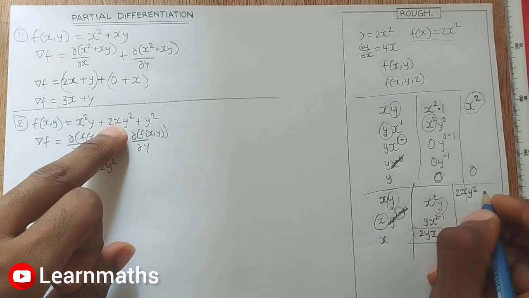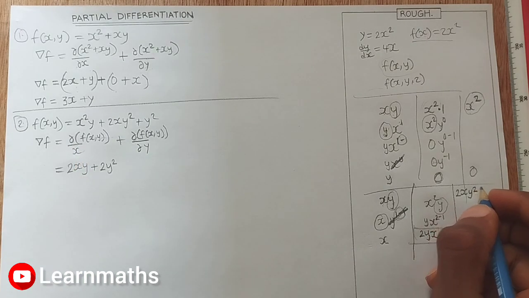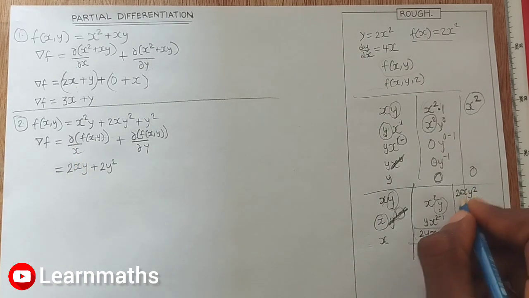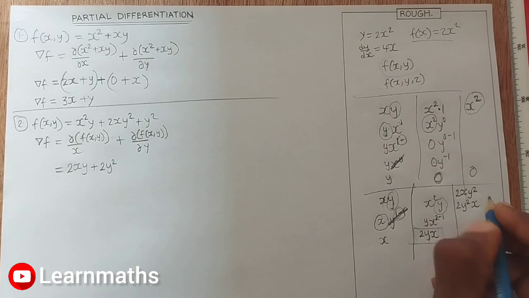2xy squared with respect to x, right? With respect to x. So what's it going to be? I'm going to rearrange this as 2y squared x. Then we're differentiating this with respect to x.